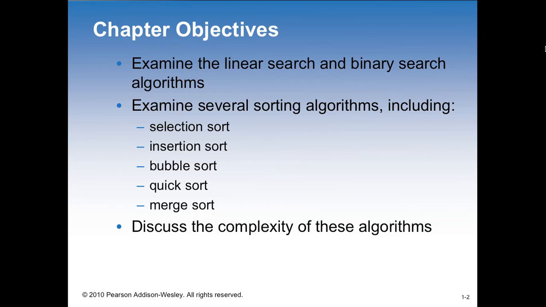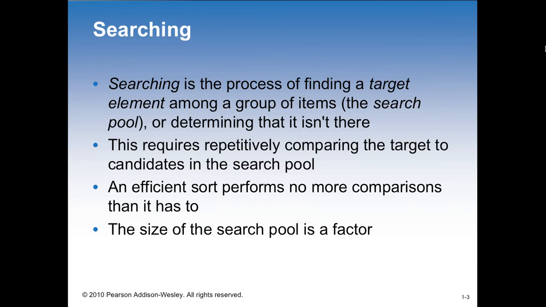We'll also discuss the complexity of these algorithms and compare one to the other and see what one is good for and what another one might be good for. In terms of searching, searching is the problem of finding something. Sorting is arranging the list, arranging the data structure in a particular order. Searching is finding, which is intuitive again. The definition according to the textbook is the process of finding a target element among a group of other elements, the search pool, or determining if it's in there or if it's not in there.